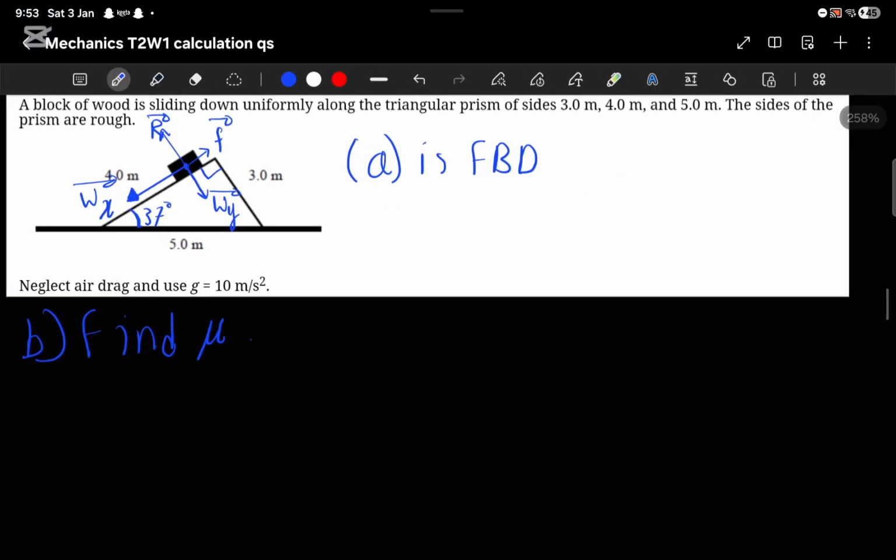Find mu. Okay. This is the free body diagram. Now you have to recall that a 3, 4, 5 triangle is what? It's a Pythagorean triple. So what does that mean? It's a right triangle.